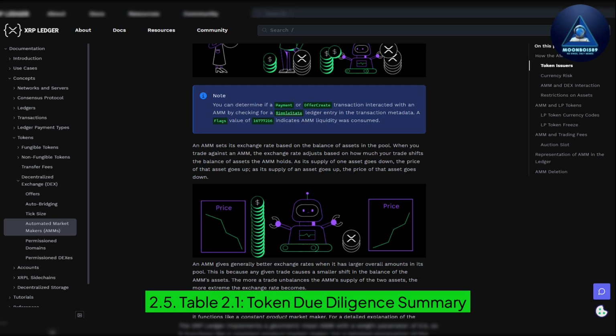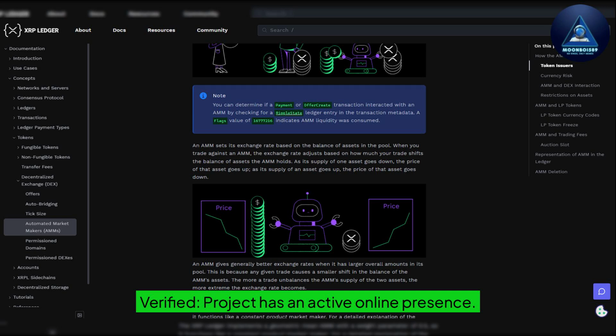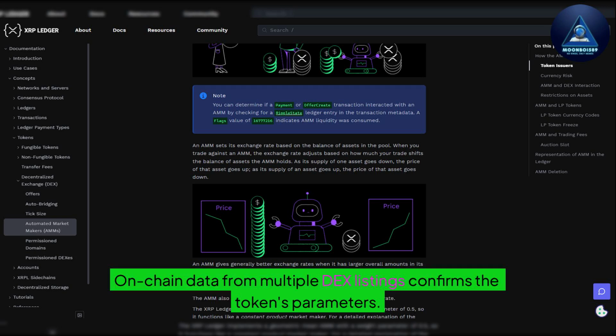2.5. Table 2.1. Token Due Diligence Summary. The following table consolidates the findings from the due diligence process, providing a clear, at-a-glance assessment and the verified parameters for each token. Verified, project has an active online presence. On-chain data from multiple DEX listings confirms the token's parameters.